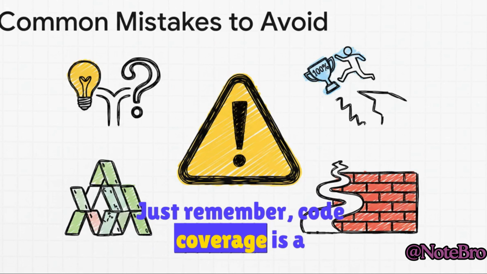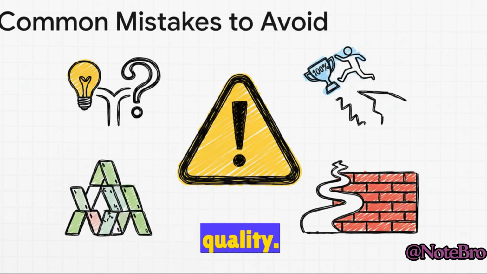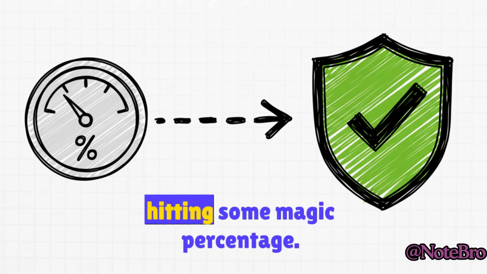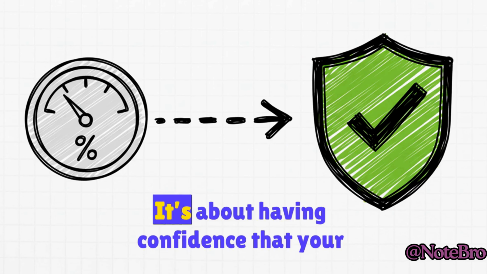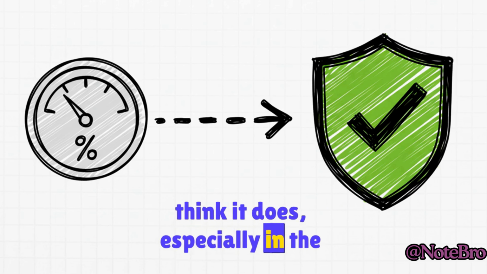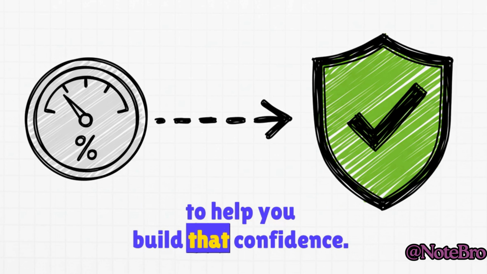Just remember, code coverage is a tool to guide your testing. It is not a guarantee of quality. Really, the biggest takeaway here is that the goal isn't just about hitting some magic percentage. It's about having confidence that your code actually works the way you think it does, especially in the most critical parts. The metric is just a tool to help you build that confidence.